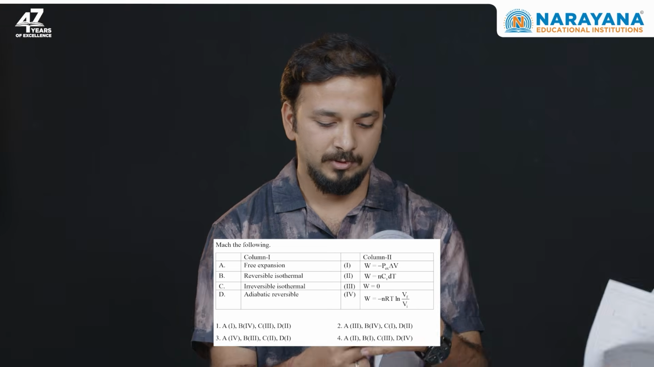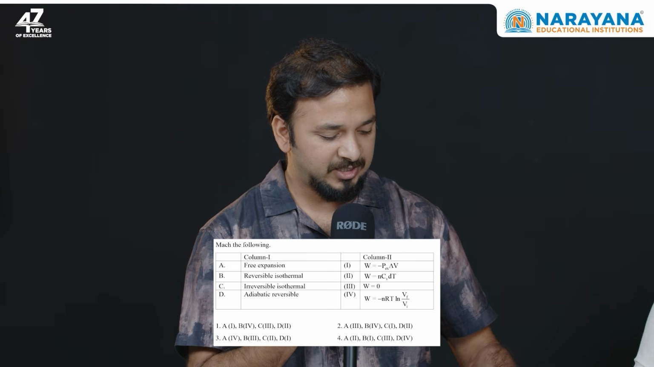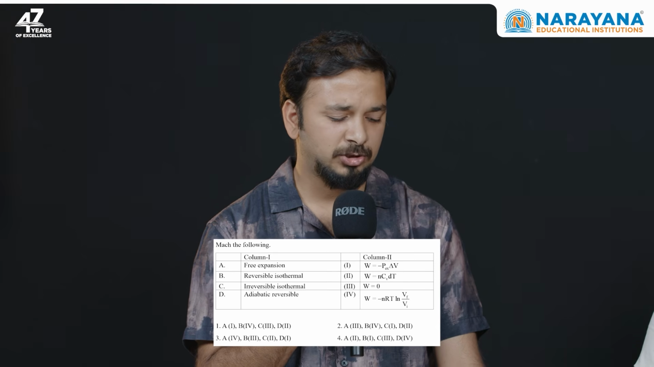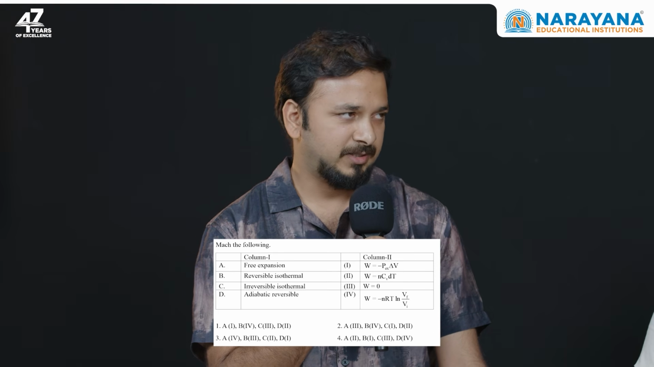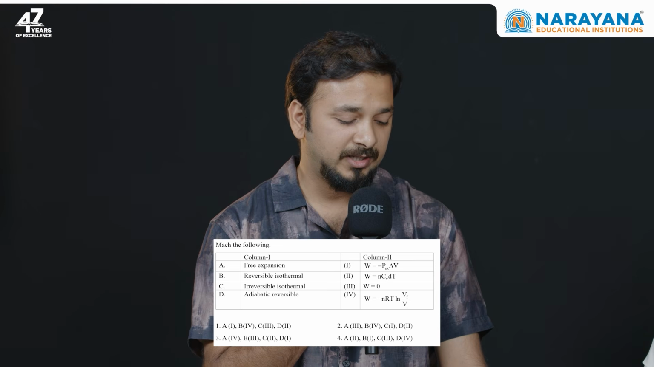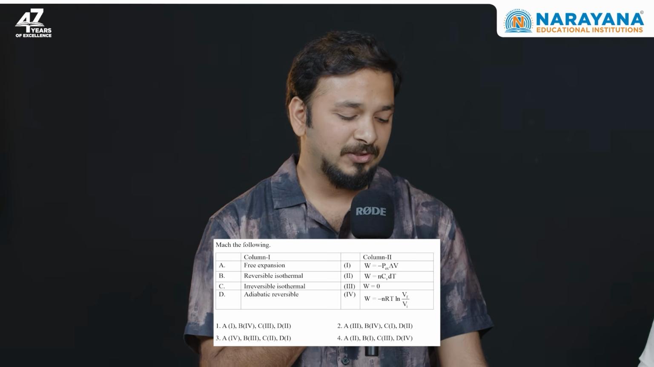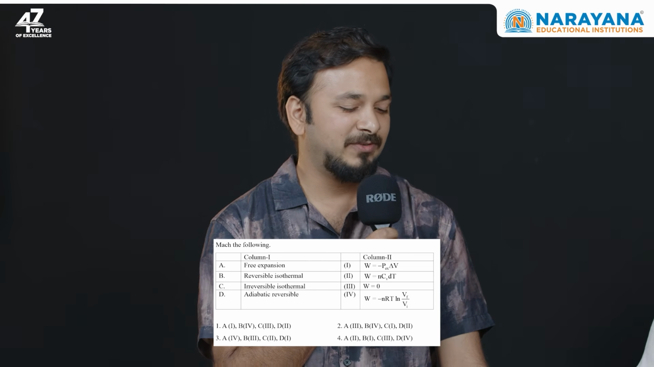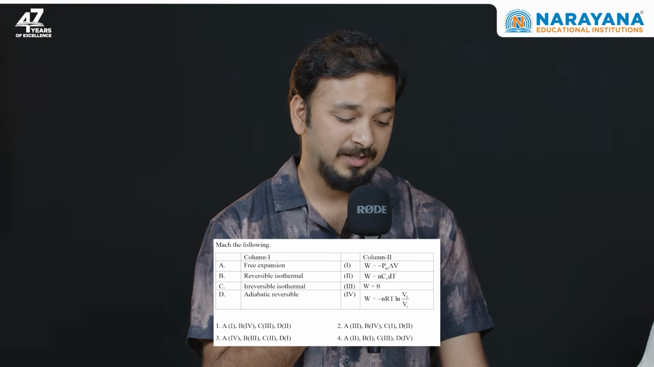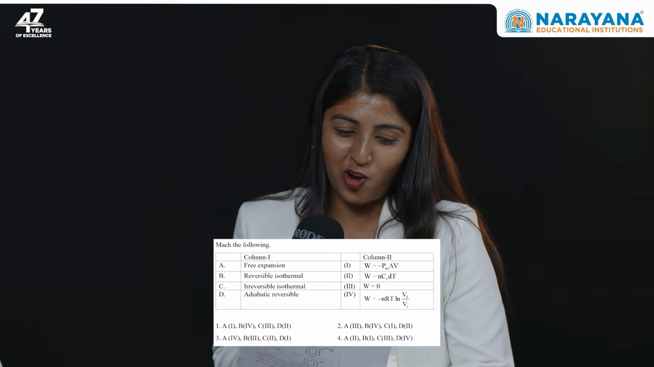Question number 14 is from the thermodynamics chapter, and is not a very application based question. They have directly asked the formulas: what is the work done in case of reversible isothermal, irreversible isothermal, adiabatic reversible? These are direct formula based questions. If they remember the formulas, they will be able to solve it, and that won't take much time. So I'll rate this as an easy question only. All right. Let's go on to question number 15.